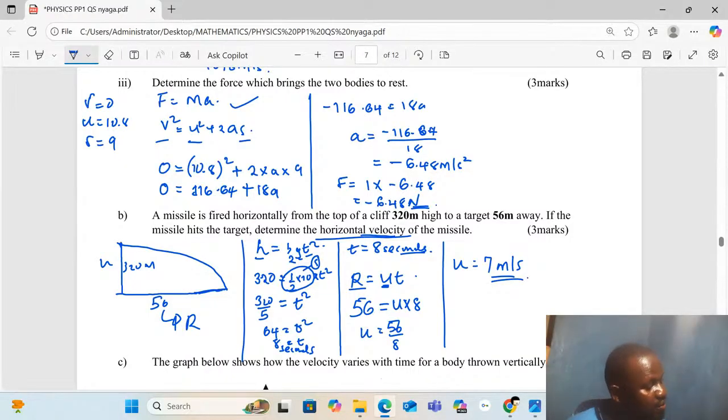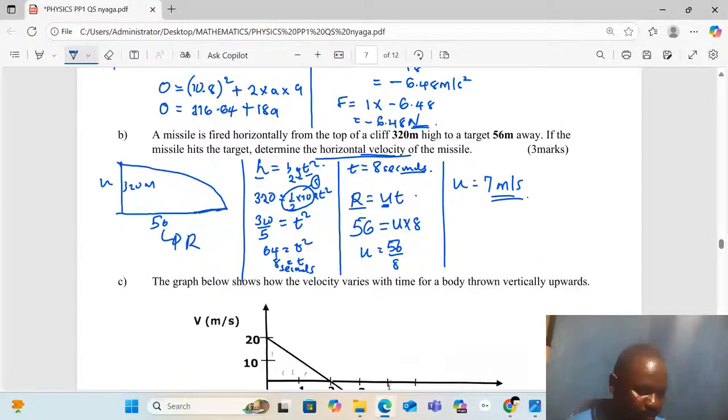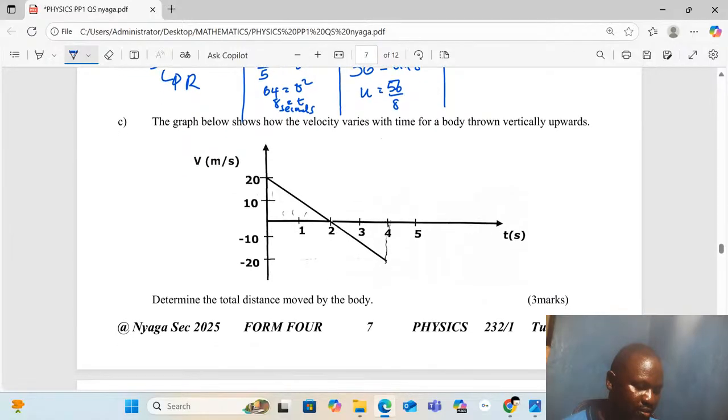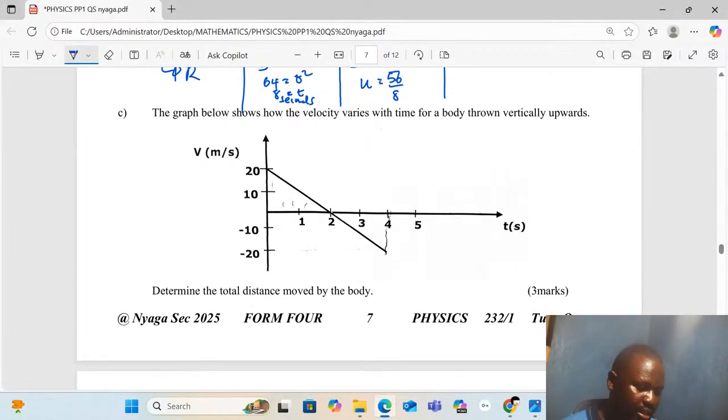I think we have now the last question of question 14. We're having a graph of velocity varying with time t for a body thrown vertically upwards. So the body will move upwards and finally will come down to its original place. So this is the graph. Then you ask, determine the total distance moved by the body.